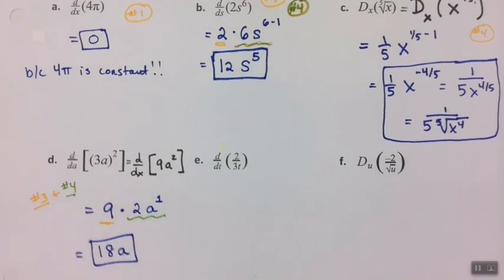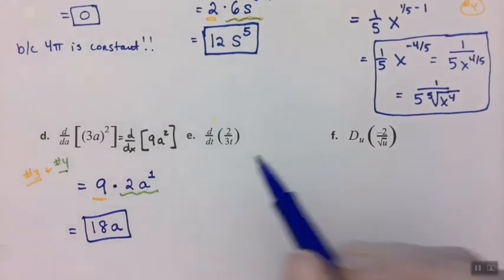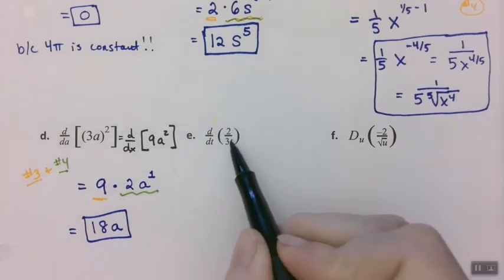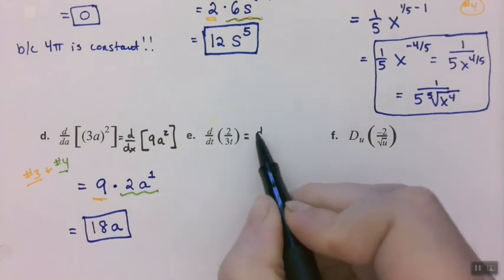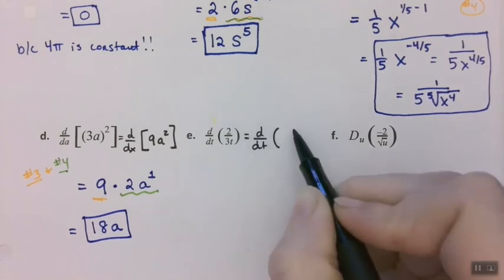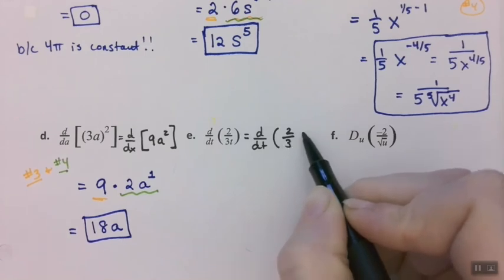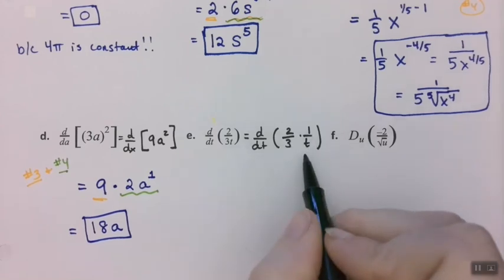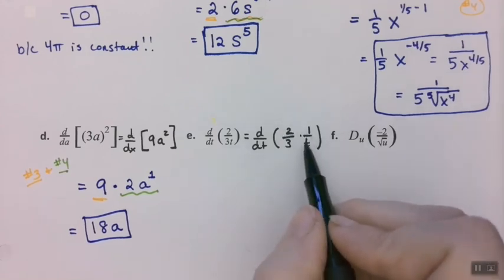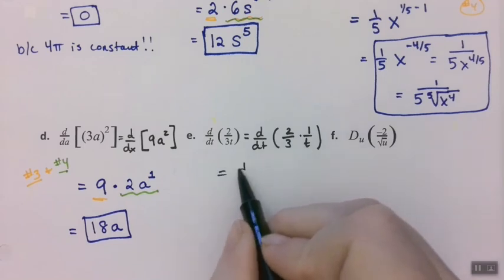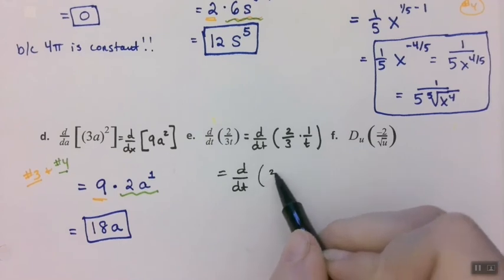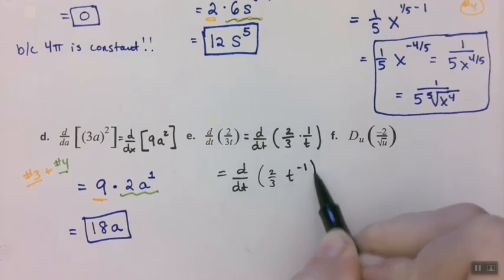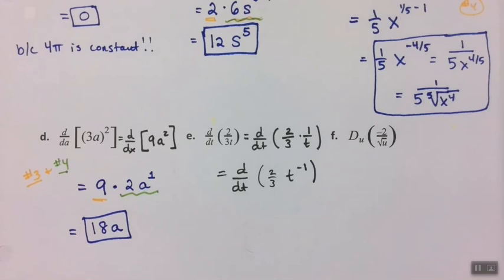Okay, now what about letter E? Well, the thing about letter E is that that t variable is in the denominator, and we don't have a denominator or a fraction rule, but we do have a power rule. So what we can do is change this. This is 2/3 times, let me write it this way, times 1 over t, right? Because 2 times 1 is 2, and 3 times t is 3t. And that would be 2/3 t to the negative 1, because a negative power makes fractions.